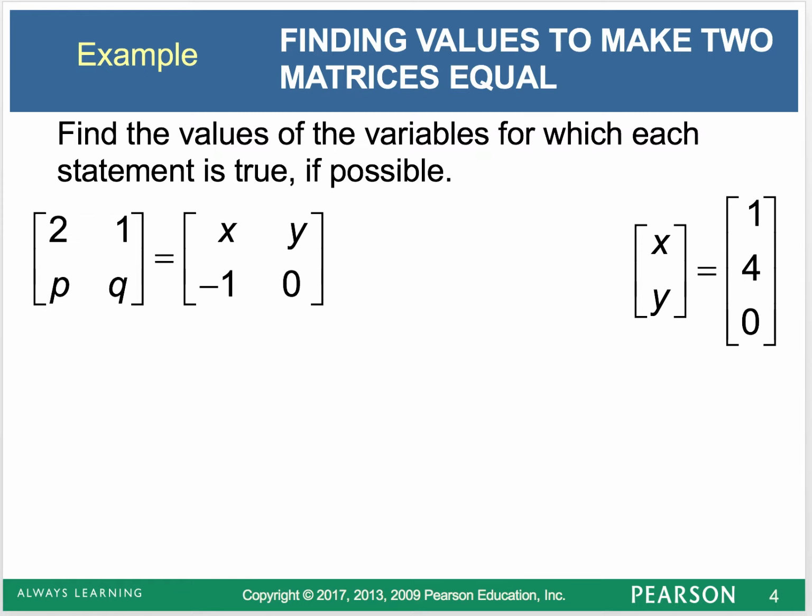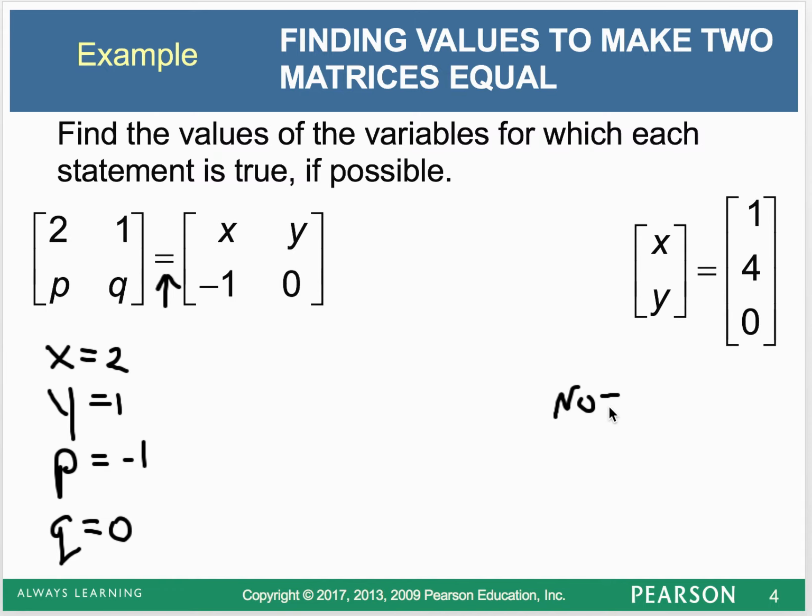Okay, so finding values that makes matrices equal. Find the values of the variables for which each statement is true, if possible. So that means right here, x has to be 2, y has to be 1, p has to be -1, and q has to be 0. That's the only way that those matrices can be equal. Over here, that's not possible. In order for matrices to be equal, they have to be the same size first. So that's just not possible.